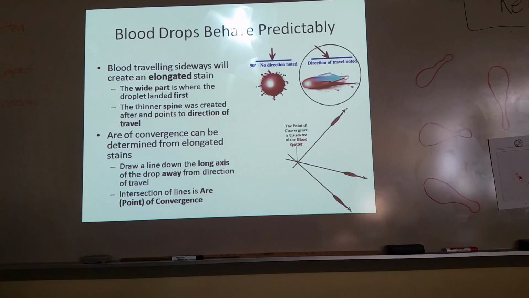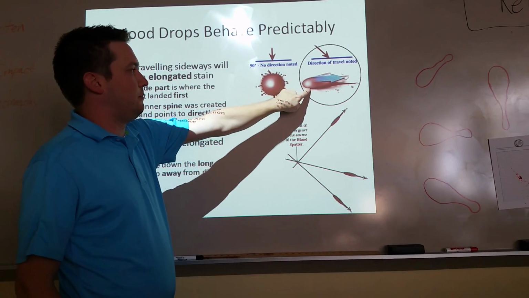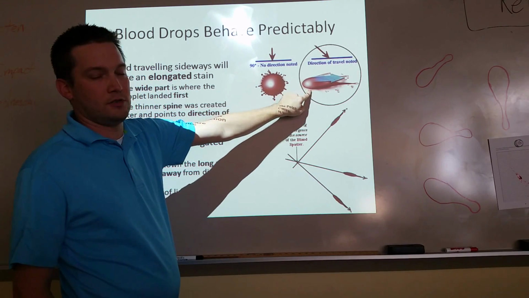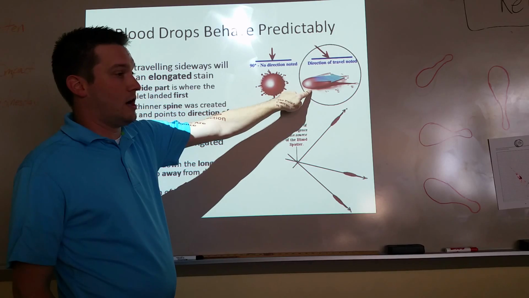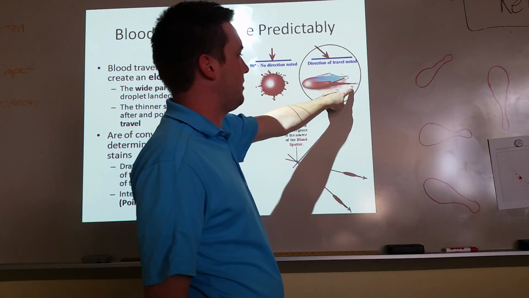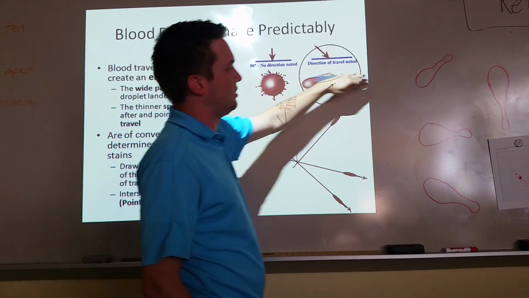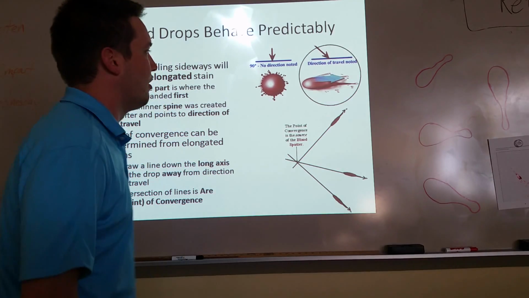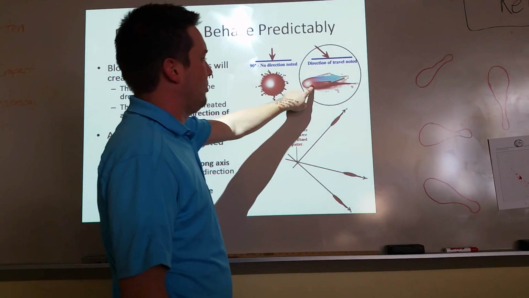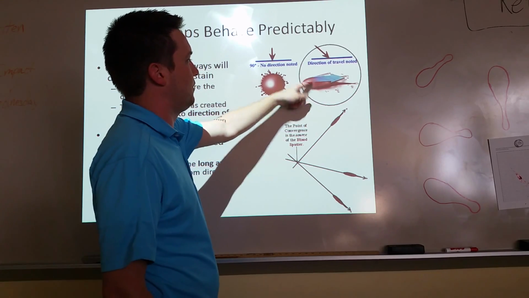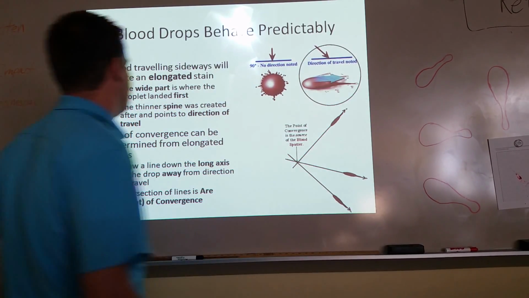You can figure out which direction it's moving because we know that the fat part of the droplet is where that blood droplet hit first. Or I guess I should say the fat part of the stain is where the droplet hit first. And then this little spine and the satellites that come off of the other end show you the direction the blood droplet was moving. So we know that's what that arrow means. A lot of people get confused and think this fat spot is the direction it was moving. It's actually the opposite. That's where it hit first, which means the blood was going that way.